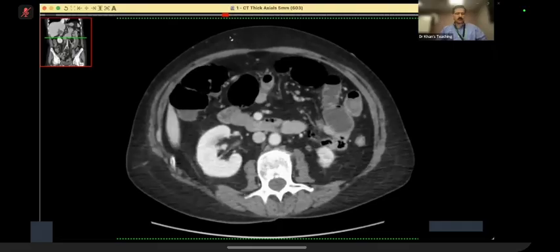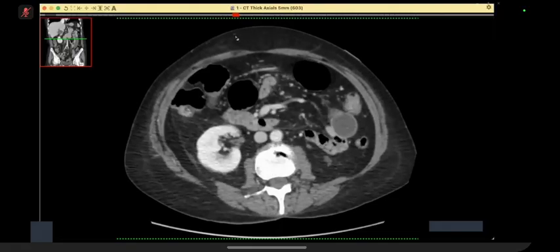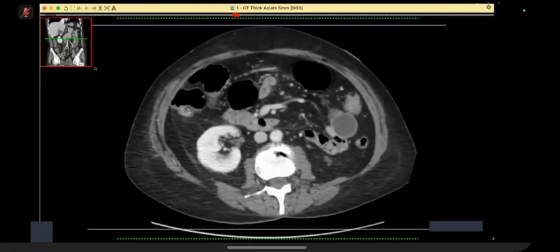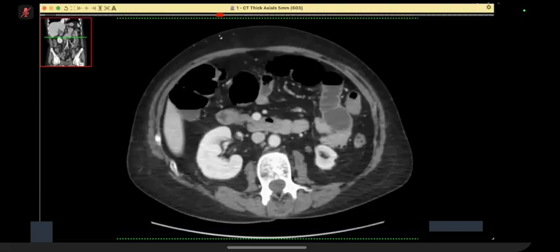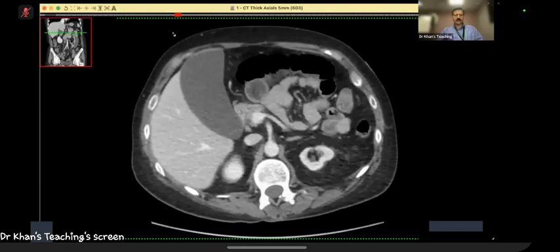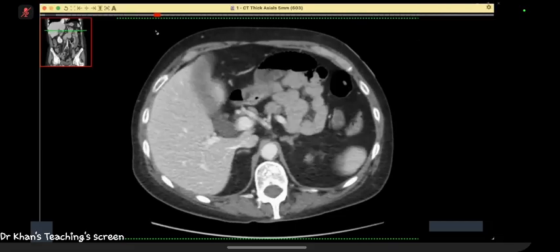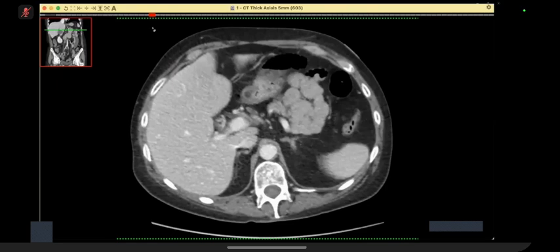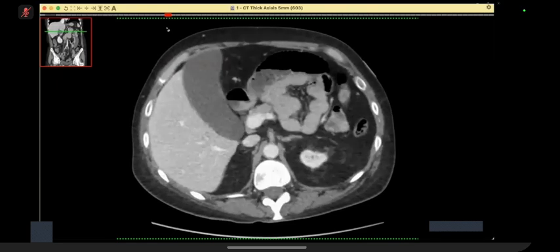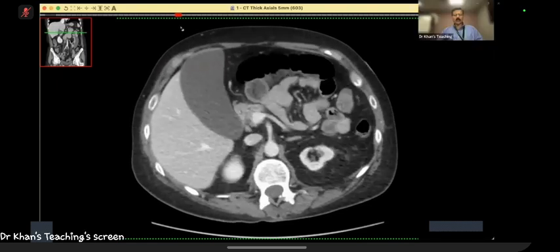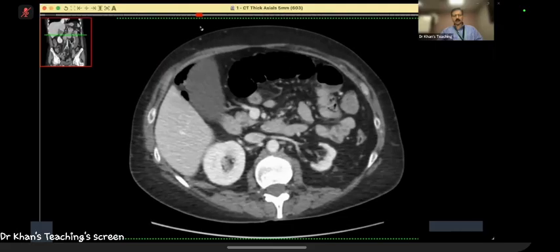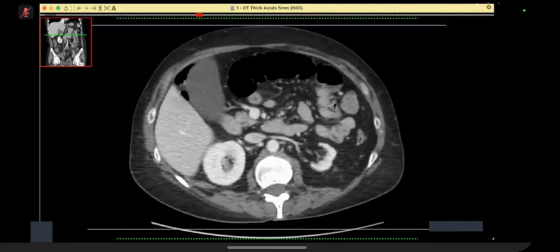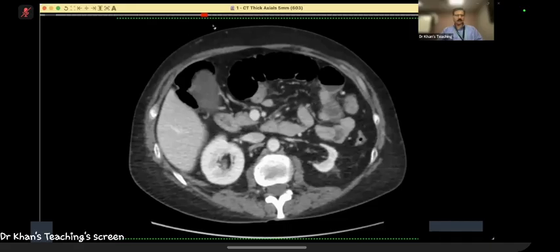Any other sequence you want to see? I need to see also the lung window to check if there is free intraperitoneal air. There is no air. Anything else you want to see? Yes, I need to see the relation of the superior mesenteric artery and vein to rule out midgut malrotation. Any other sequence you want to see? Coronal, doctor, I need to see. Right, here you are.